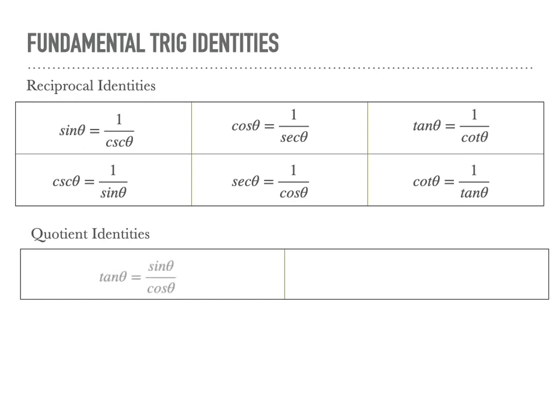Now we're going to be looking at quotient identities, which is the fact that tangent of theta equals sine theta over cosine theta, and cotangent theta is just a reciprocal of that.